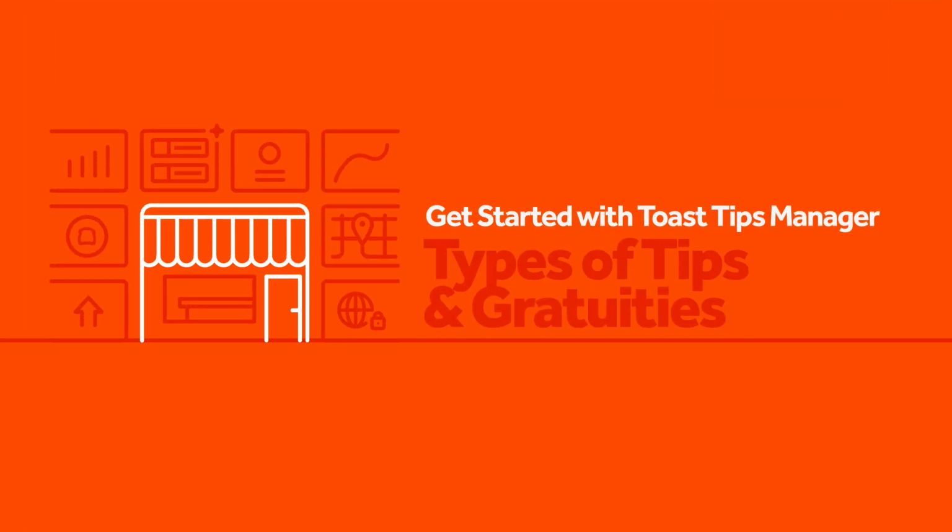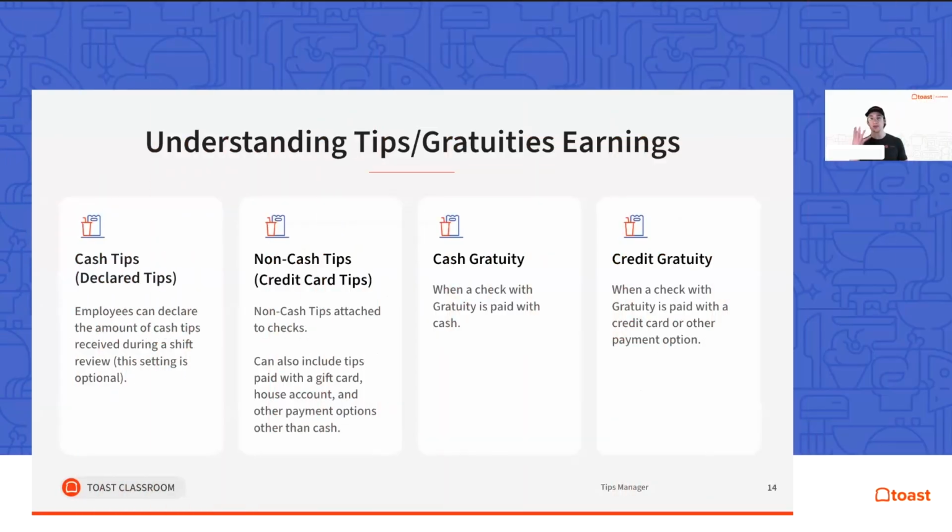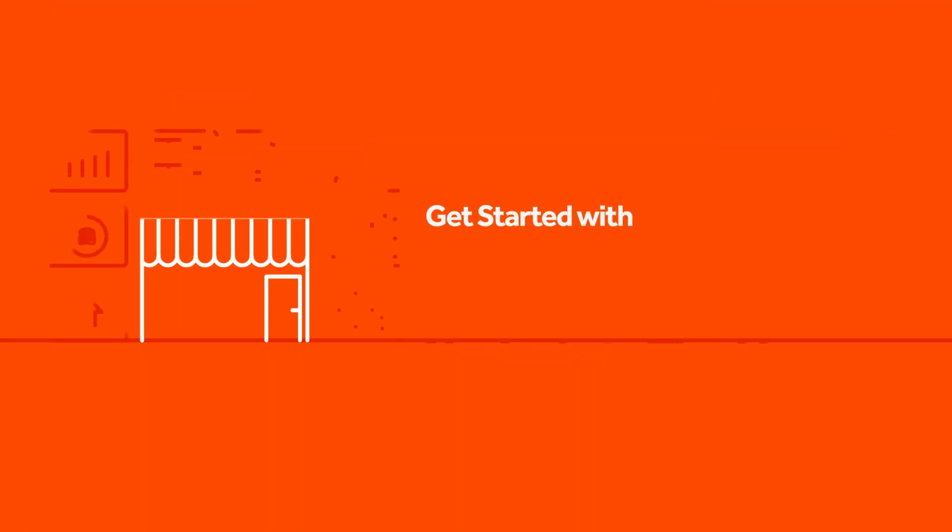When it comes to what tips are actually included in Tips Manager, there are 4 different types of tips that we can be aware of. So any cash tips: employees declare cash tips during their shift review. Non-cash tips, aka credit card tips, also tips like gift card tips and house account. Cash gratuity and credit card gratuity. So gratuities come from the service charges that we create within Toast. And if they are set up as gratuities, those act similar to tips.